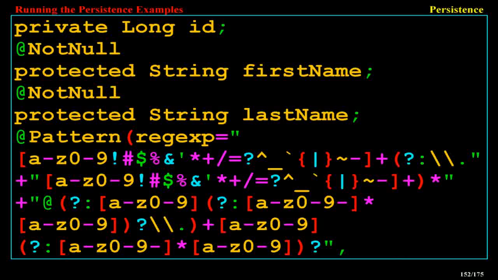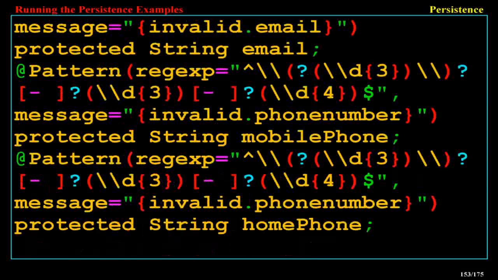Equal, plus az0-9, $, and plus, equal, plus az0-9, az0-9, plus az0-9, az0-9 az0-9, message equal invalid.